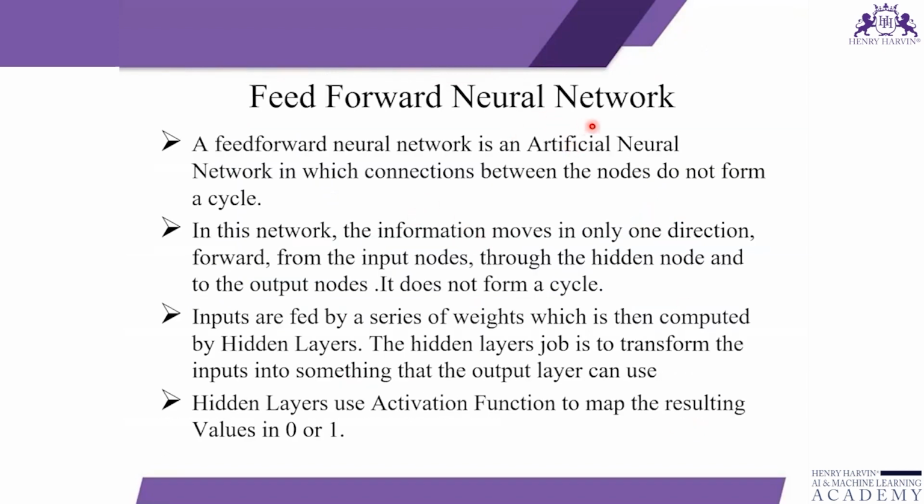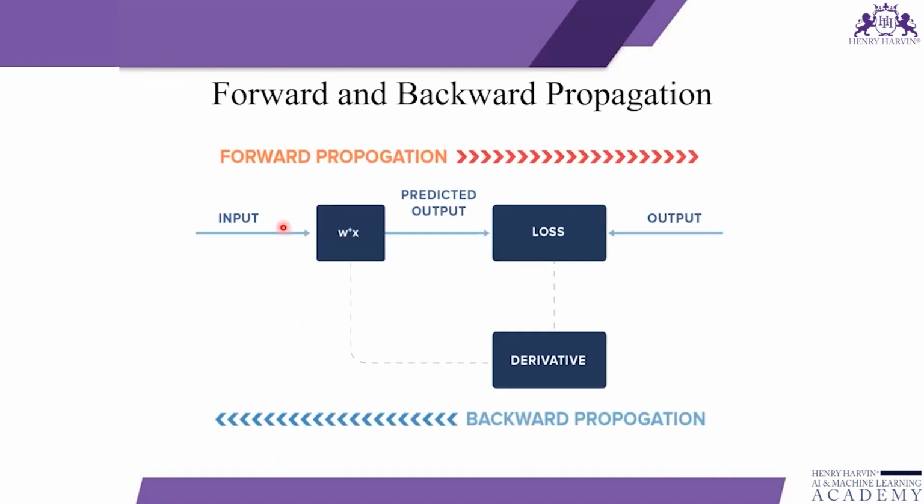So what is a feedforward neural network? It is an artificial neural network in which connections between the nodes do not form a cycle. In this network, the information moves in only one direction, from the input nodes through the hidden nodes and to the output nodes. So here it moves forward and it does not form a cycle. Inputs are fed by a series of weights, which are then computed by hidden layers. The hidden layer's job is to transform the inputs into something that the output layer can use. So hidden layers use an activation function to map the resulting values to 0 or 1. So this is what we have seen in forward propagation. You can see input, predicted output, and then the derivative, right?